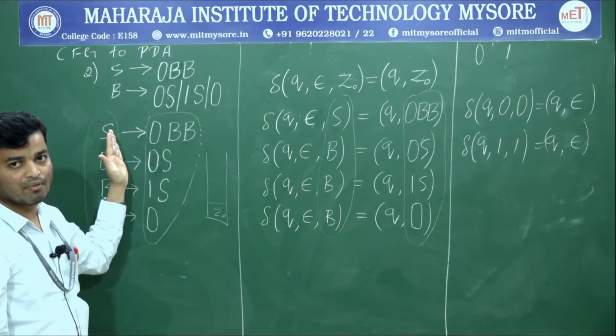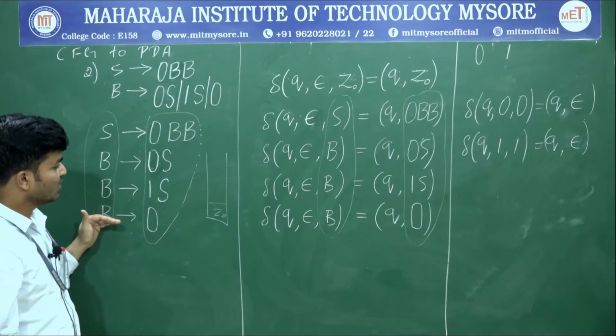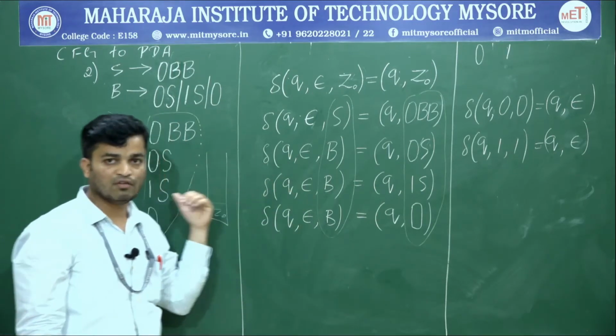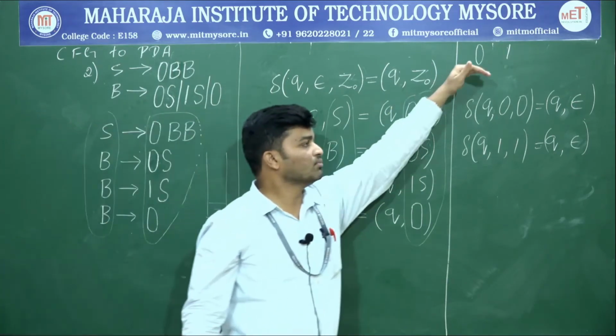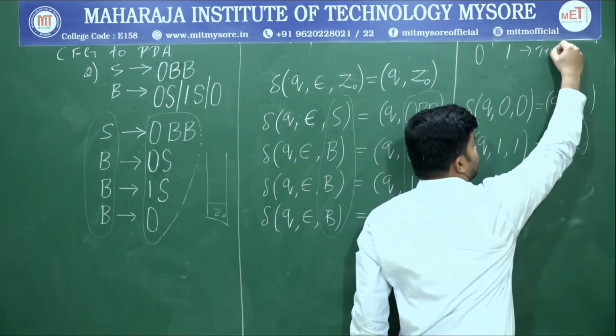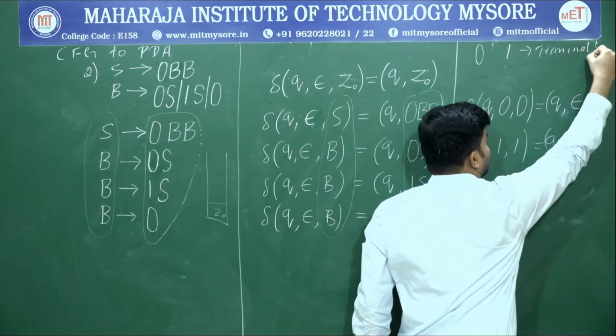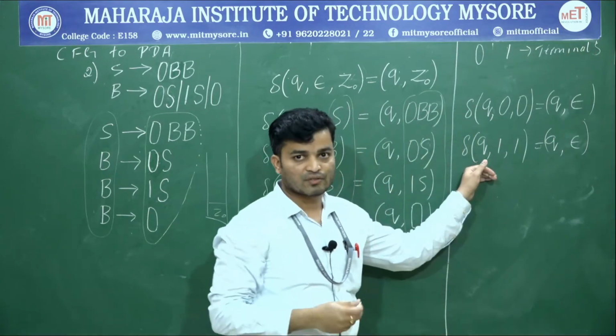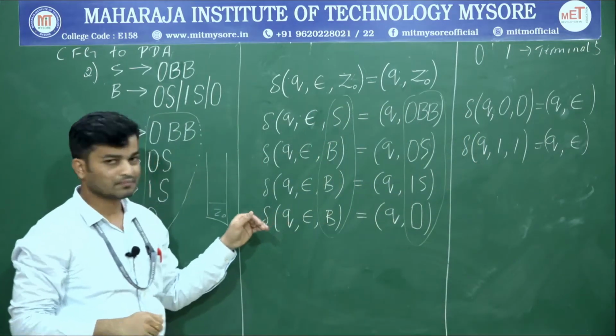So they will give a grammar. First rewrite that properly, then perform the push operation for all the variables, then list the terminals. So you have two terminals, 0 as well as 1, and for all the terminals you just perform the pop operation, that's it. Okay.